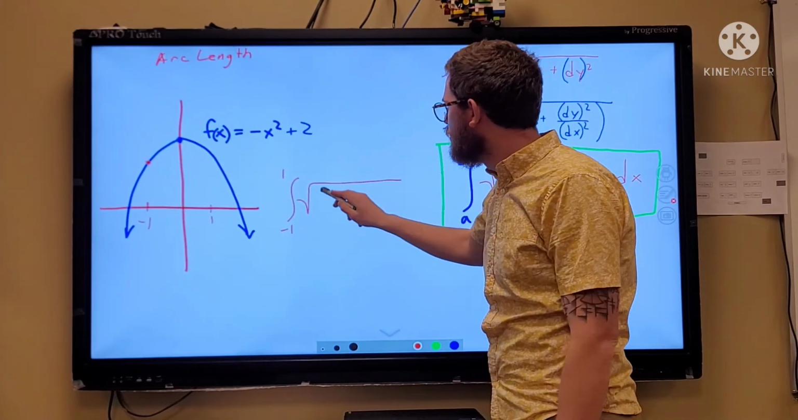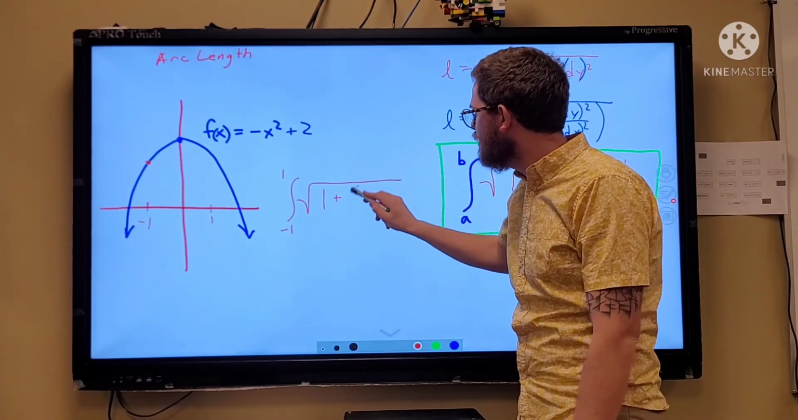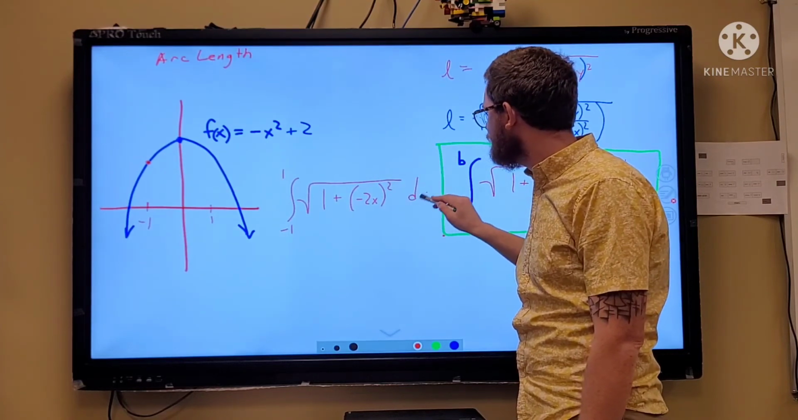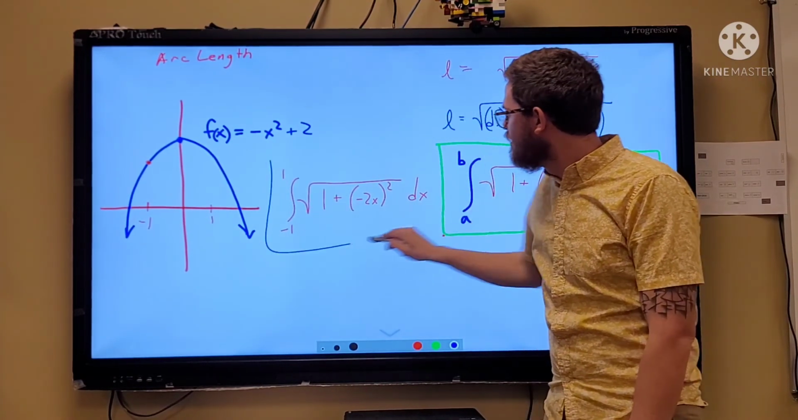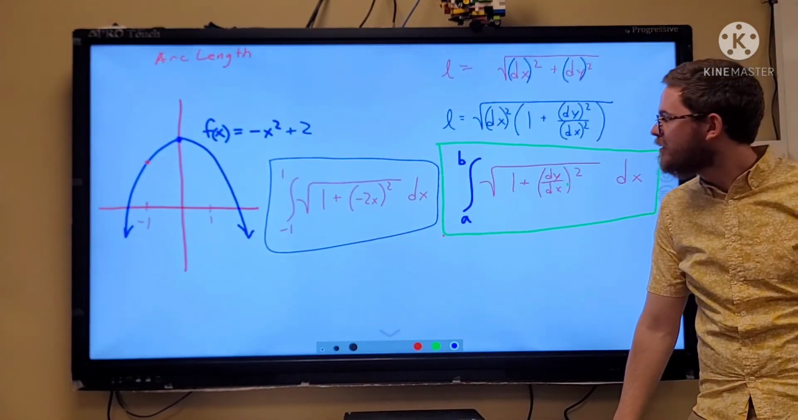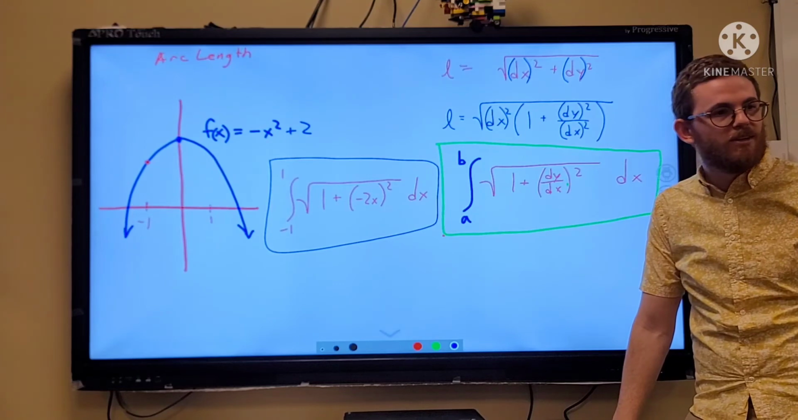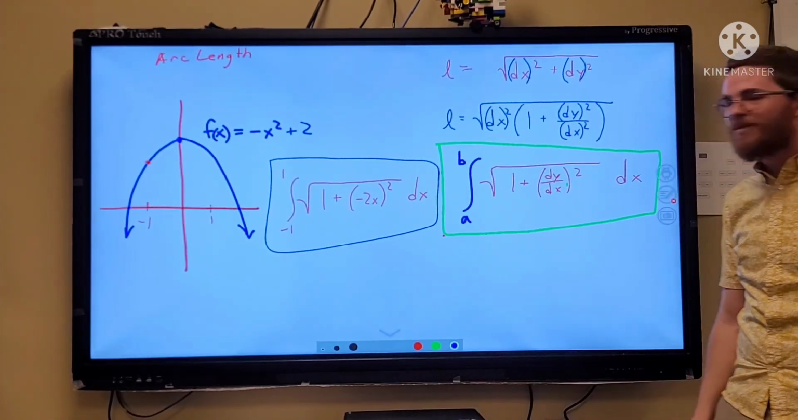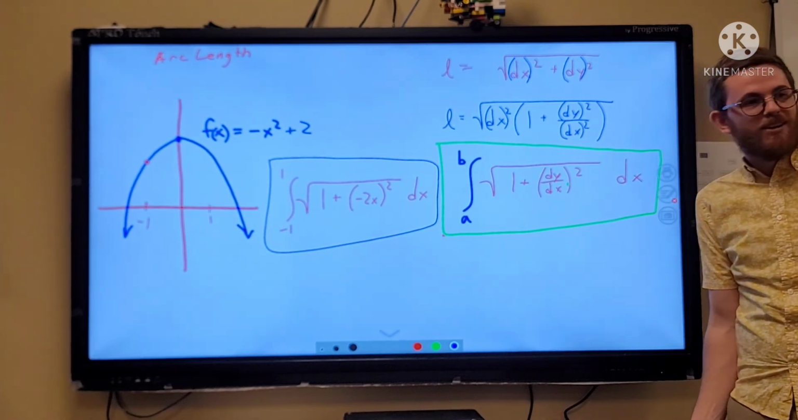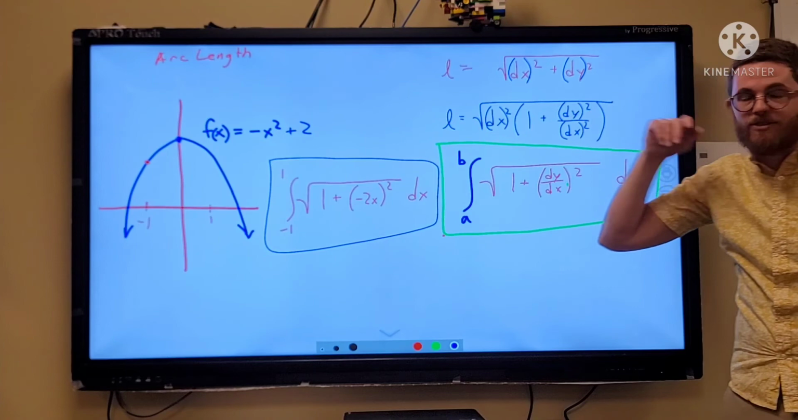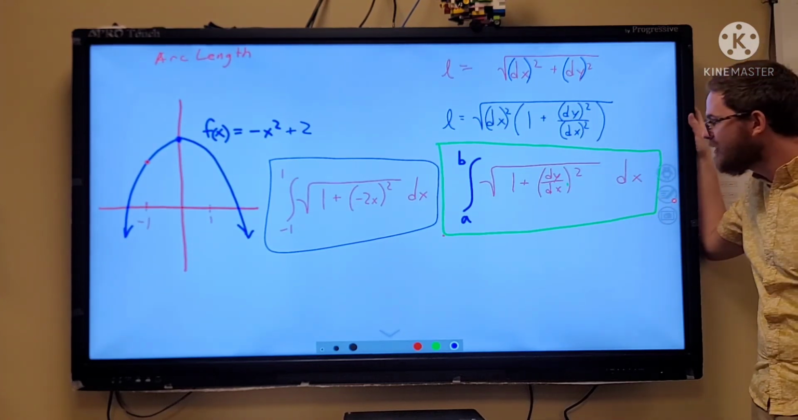We're taking the square root of 1 plus, what is this? -2x squared. Type it in your calculator. Let me write it out. Okay, 1 plus. That dy over dx is the derivative of your function, so you just throw it in there, you square it.